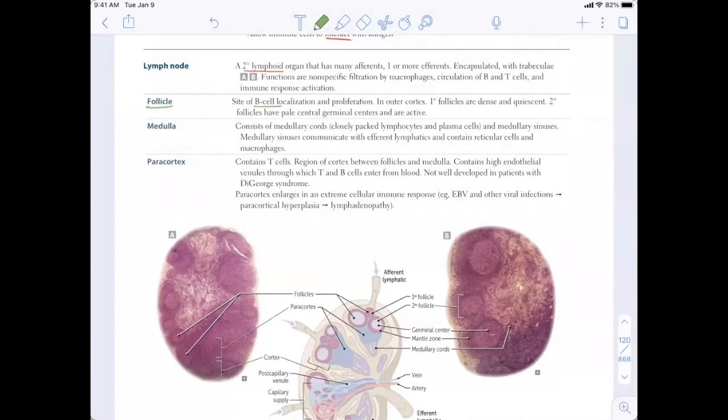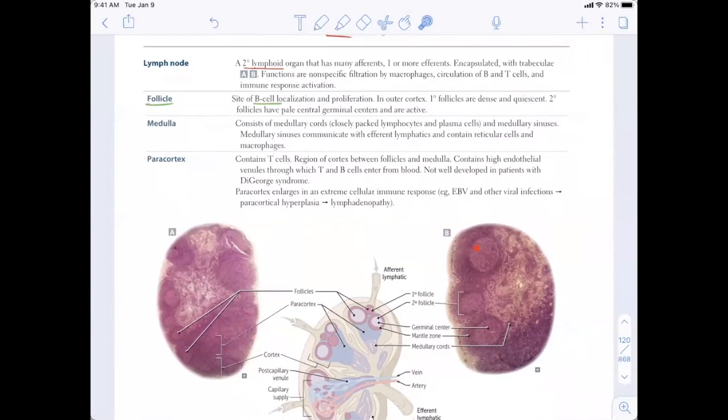Your follicles are unique, right, to your B cells as far as your lymph nodes are concerned, okay? But the key thing here is it is not B cell production, okay? Because this is a secondary lymphoid organ. B cell production remains in the bone marrow. This is just for B cell localization and proliferation, okay? So that's what your follicle is. And if you look at the picture, you can see your follicles, they're easy to pick out, right? They're round and they're in that outer region right there. If you look at this picture, that's your follicle.